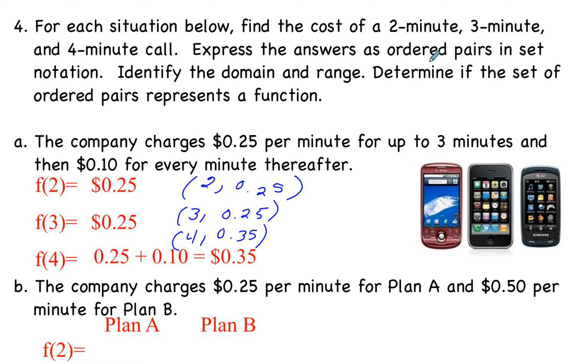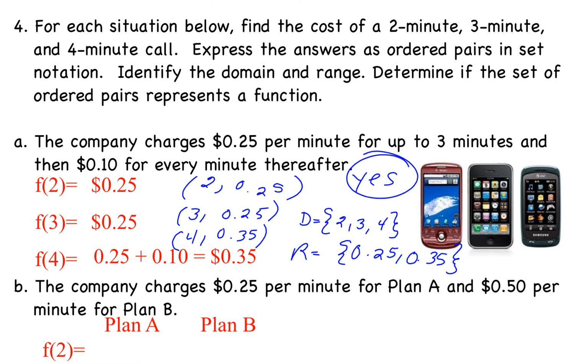So it says express the answers in set notation, identify the domain and the range. So our domain would be the set of numbers 2, 3, and 4. And our range would be the set of numbers. We only have 2 in this one, 0.25 and 0.35. Okay? Determine if the set of ordered pairs represents a function. Well, it does. Each thing in the domain goes to a unique thing in the range, so this is a function. Okay, so yes, it's a function.